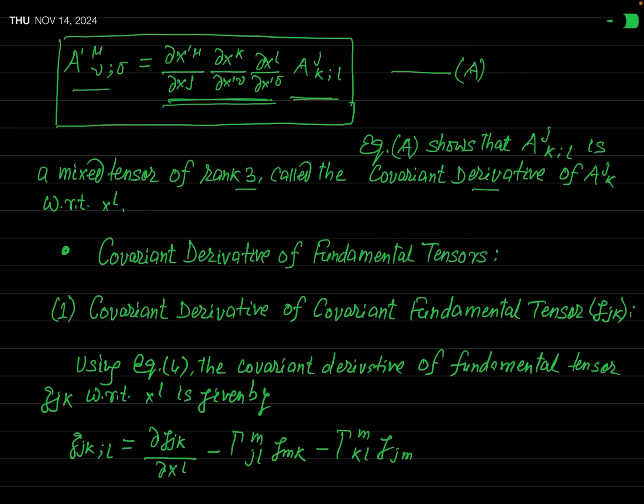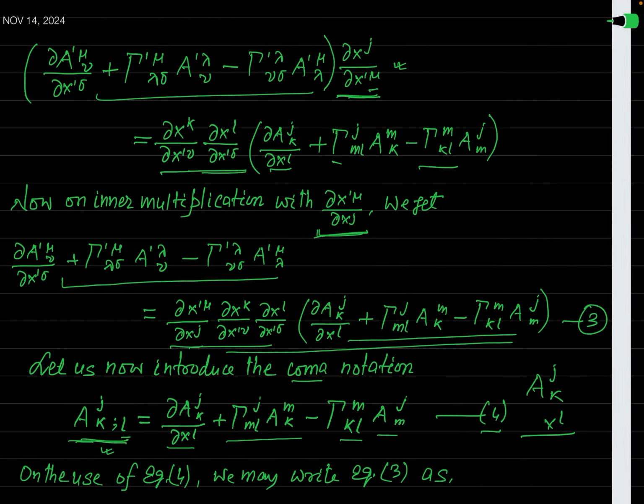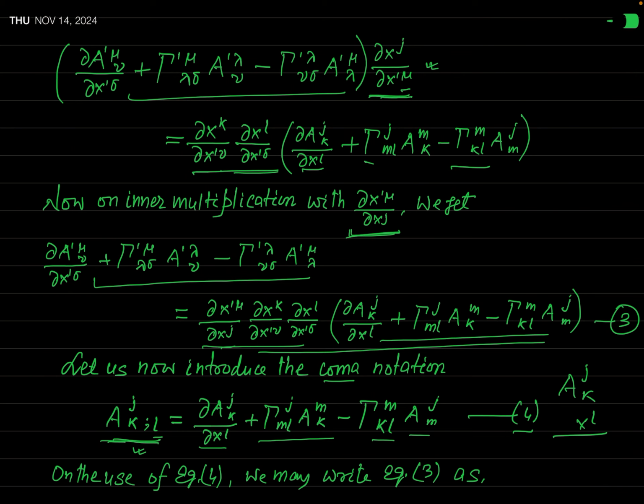Now the term with positive sign is similar to that contained in the covariant derivative of a contravariant vector, and the term with negative sign is similar to that contained in the covariant derivative of a covariant tensor. In fact, from this equation 4 we can obtain this.